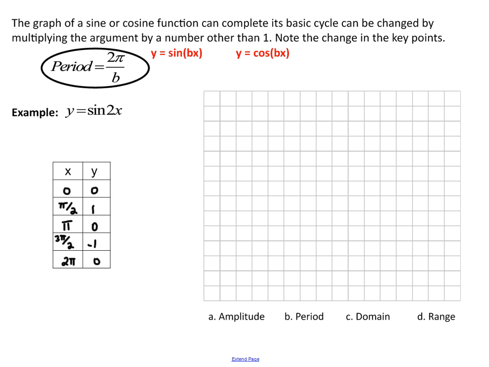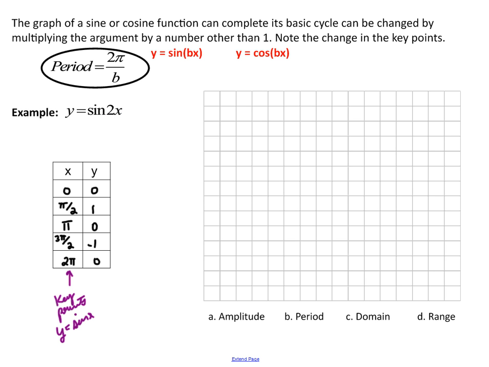So a word about these key points right here. Normally, when we say our key points are 0, pi over 2, pi, 3 pi over 2, and 2 pi, this is for the basic sine or cosine function. So these are key points when it comes to the expression y equals sine of x and y equals cosine of x. Since we're dealing with a sine function, we'll say that these are the key points for y equals sine of x. So what changes when we say something like y equals the sine of 2x?